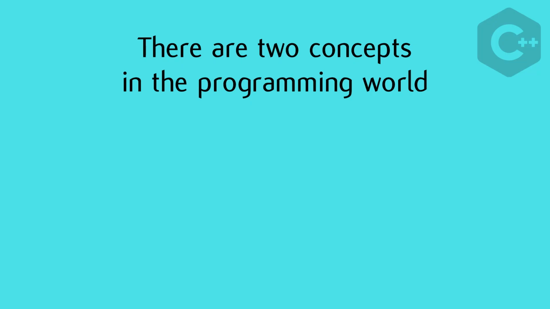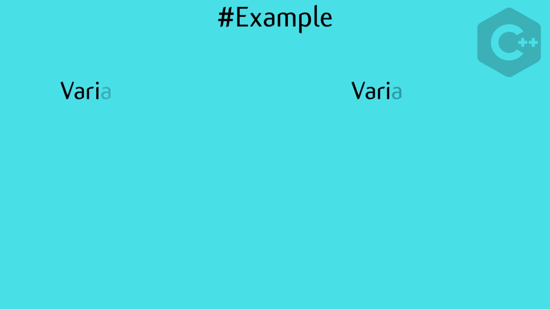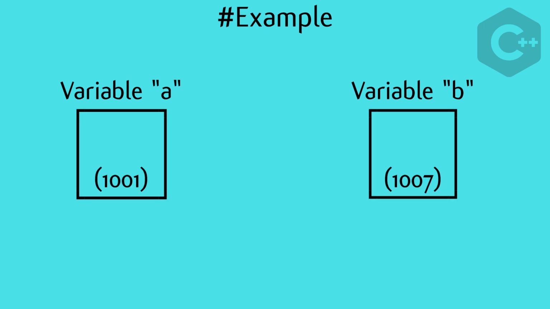There are two concepts in programming world: pass by value and pass by reference. Let's understand what it is. Let's say we have two variables a and b. So internally there are two locations with hexadecimal addresses named a and b. Suppose I say a is equal to 5, then the value 5 is stored at the location named a.